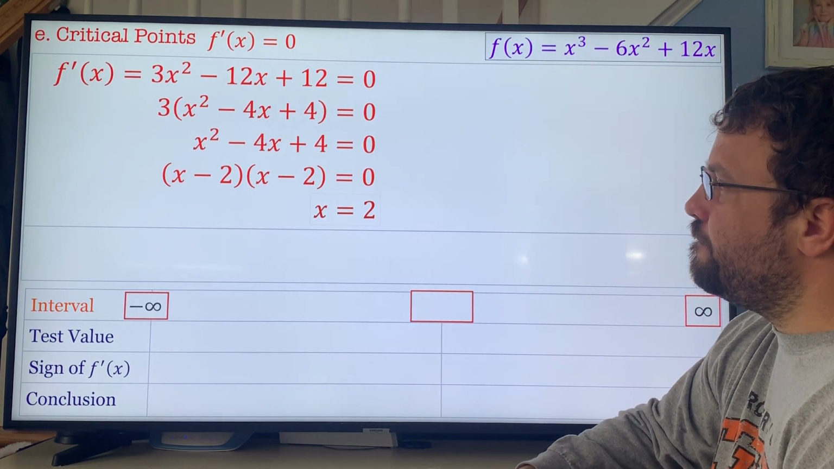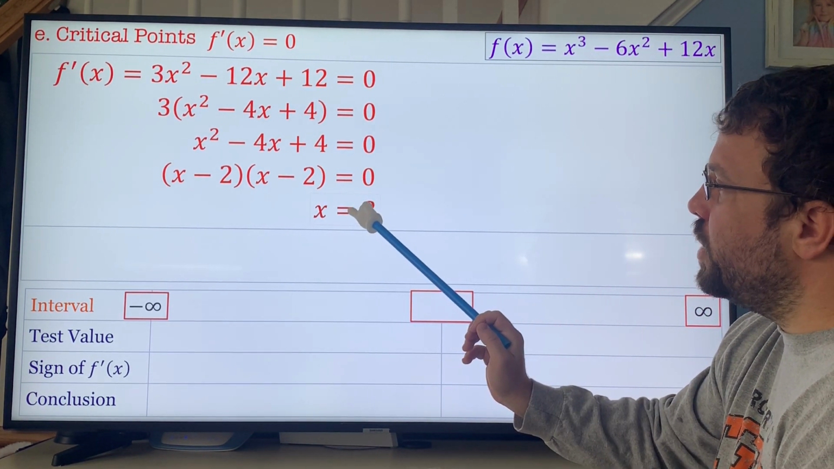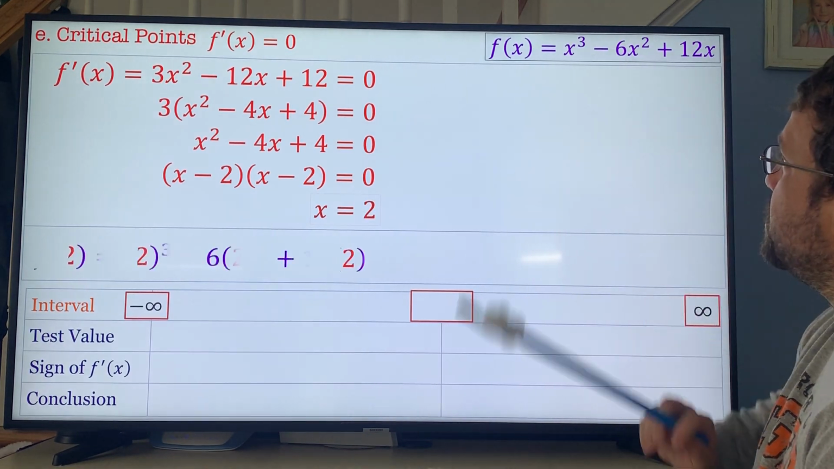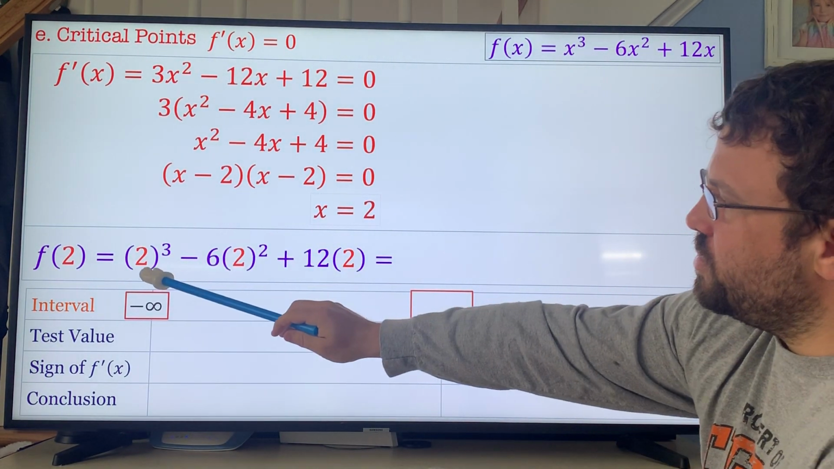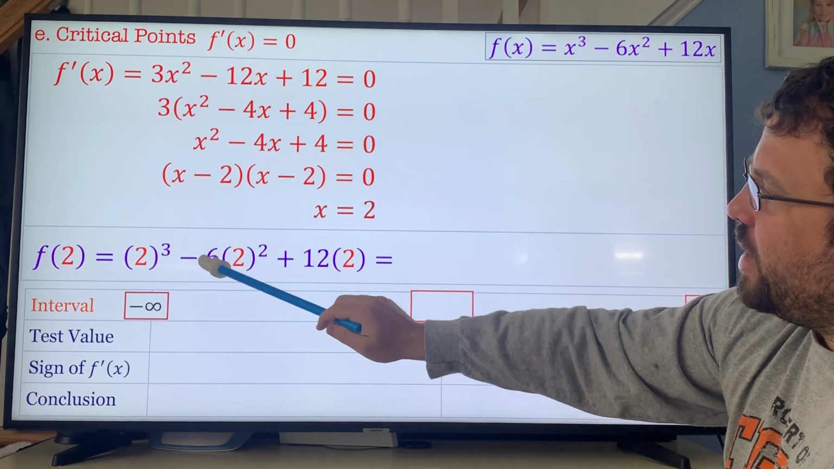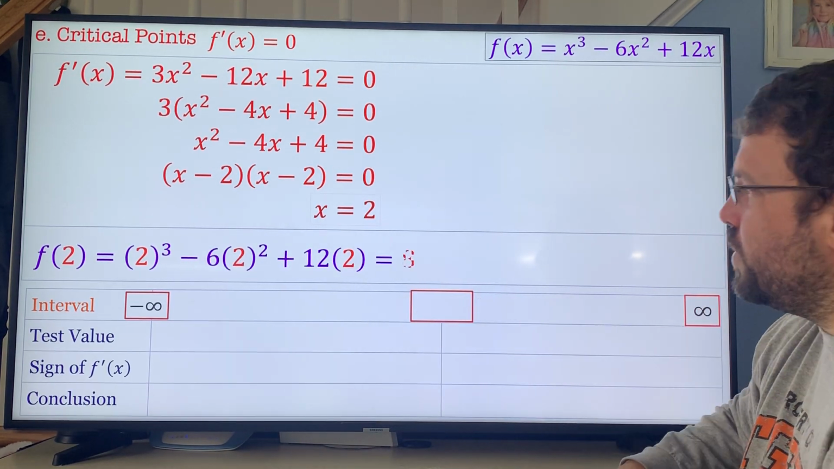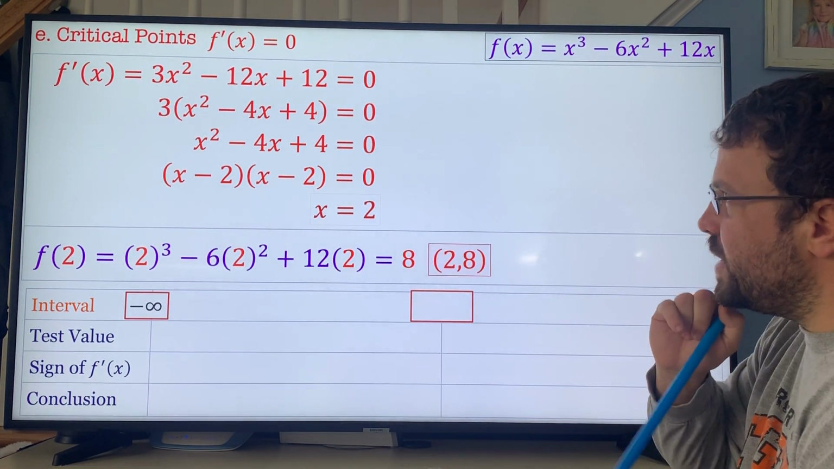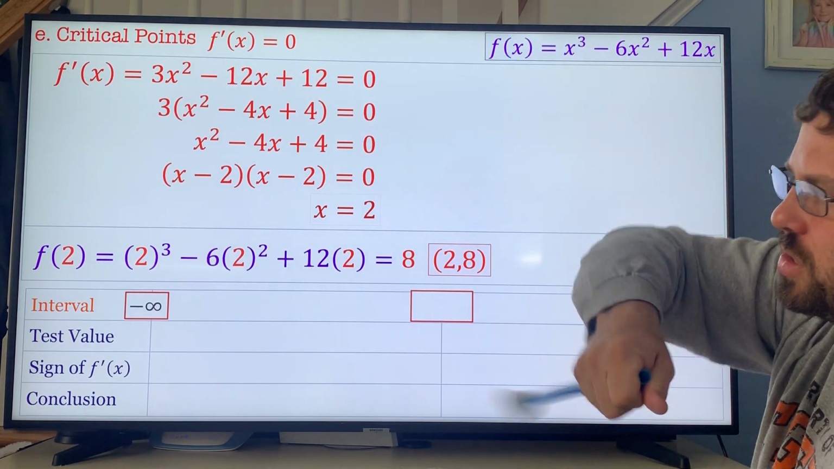All right? Find the critical point. So take 2, plug into the original equation. 2 cubed is 8 minus 6 times 4 plus 24 is 8. So (2, 8) is the point where it goes from increasing to decreasing.